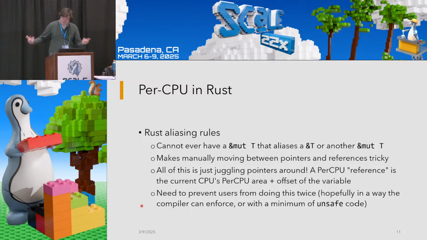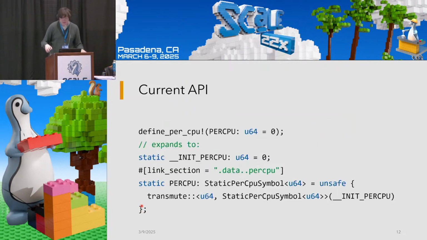So how do we get around this problem? What do we do? Well, first, we need to find a way to actually declare these per CPU variables. And the work here is pretty similar to the way it works in C. There's a Rust macro defined per CPU that takes a symbol and a type and an initializer, and it expands into all of this stuff.